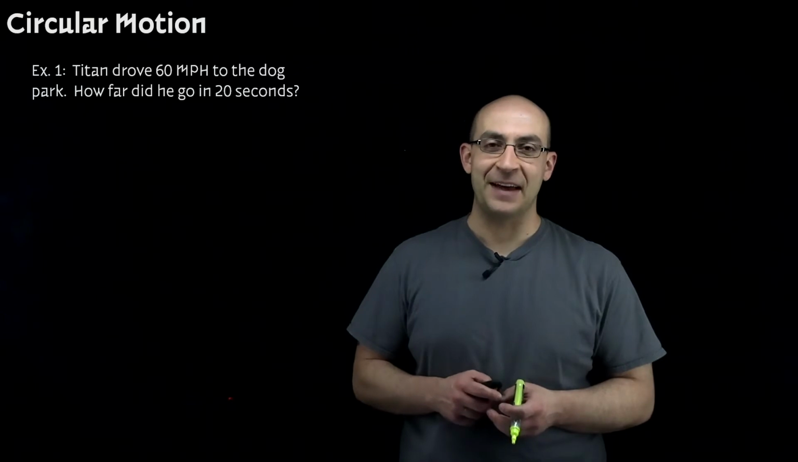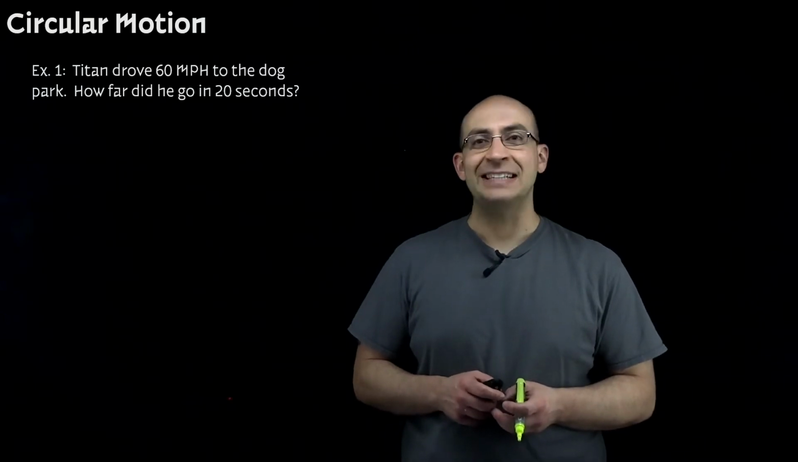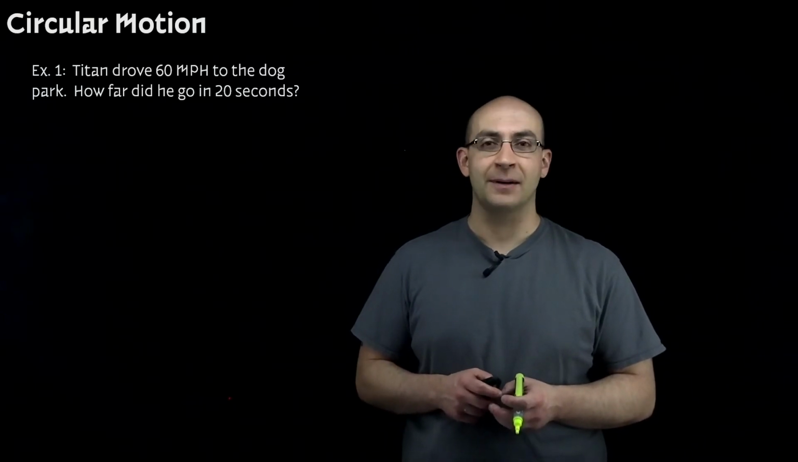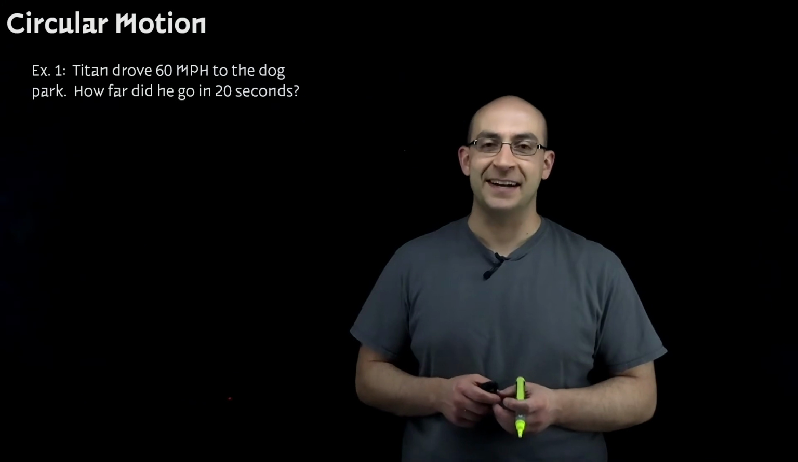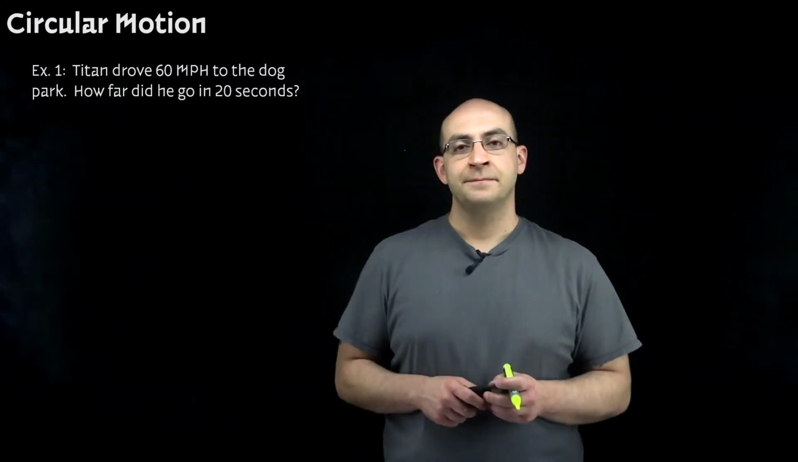Let's try some examples together. Example 1 says Titan drove 60 miles per hour to the dog park. How far did he go in 20 seconds?